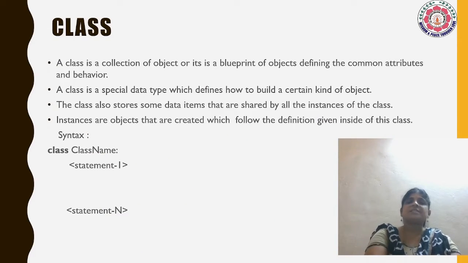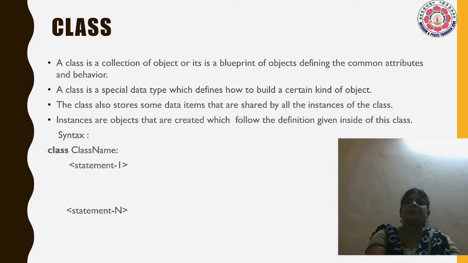First we would start with a class. What is a class? A class is nothing but a blueprint. A class is a collection of objects, or a blueprint of the objects defining the common attributes and behavior. We can also define the class as a special data type which defines how to build a certain kind of object. The class also stores some data items that are shared by all the instances of the class.